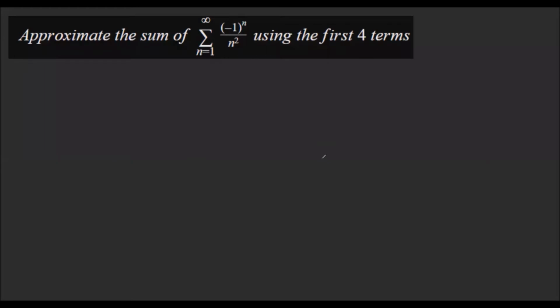Okay, so this is practice problem 1. I'm told to approximate the sum of the infinite series from n equals 1 to infinity of negative 1 to the power of n over n squared using the first 4 terms. So let's call the sum of the series s, and the approximation is going to be s sub 4. And it's just going to be equal to the first 4 terms, as you probably could have guessed. Those being negative 1, because we just use 1 in place of n, plus 1 over 4, minus 1 over 9, plus 1 over 16.